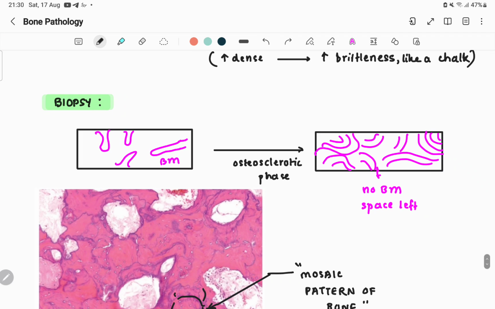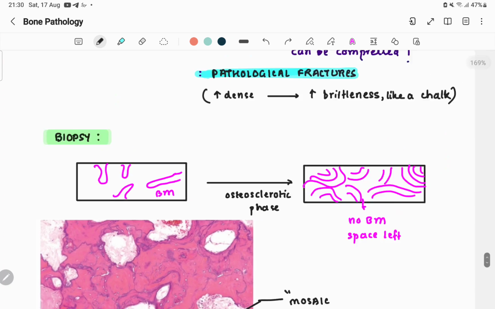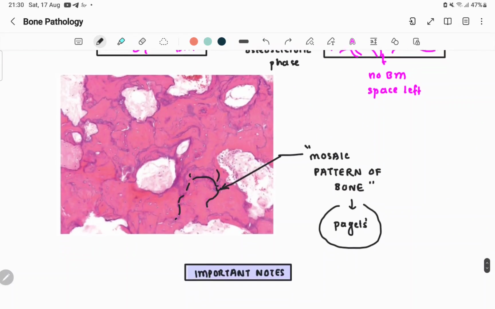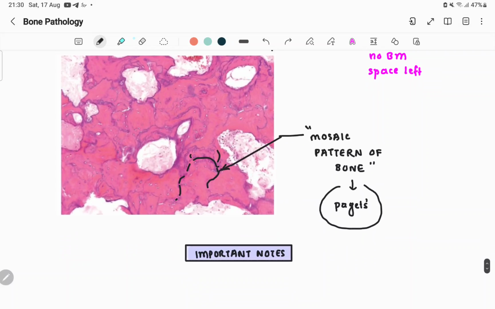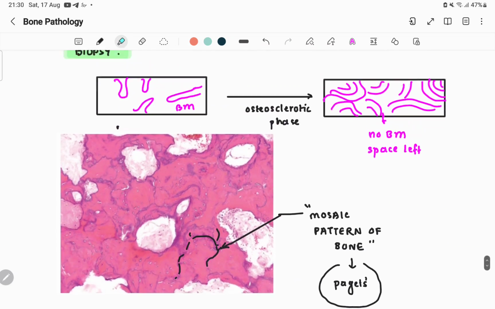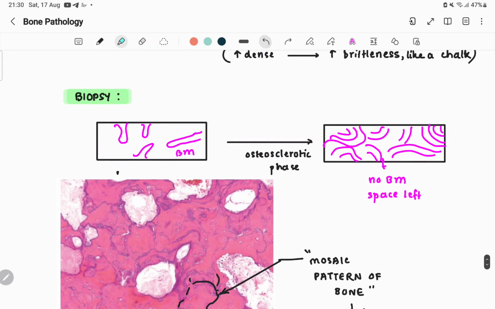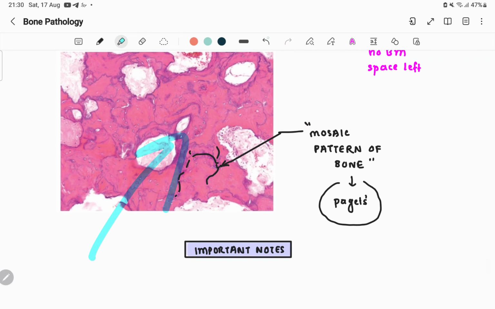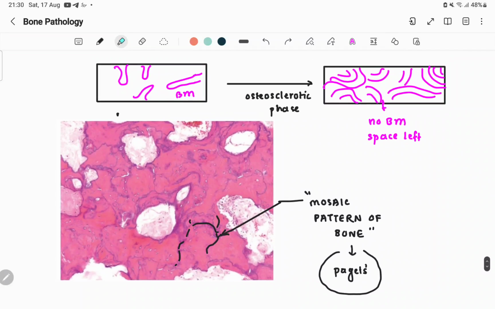If you do a bone marrow biopsy, there is no space left in the bone marrow because there is increased bone formation, so pancytopenia will occur. And this is a characteristic appearance. It appears like a mosaic, so it is called a mosaic pattern of the bone. This is seen in Paget's disease. So that's about the bone tumors.